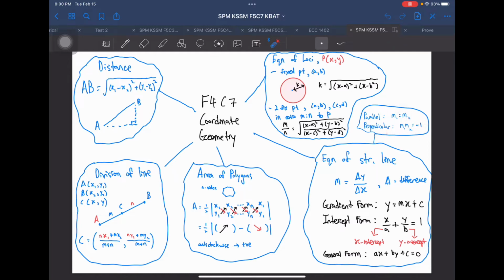Okay, so this is the last part of this chapter, the equation of loci. Loci, or you can say locus, is actually a moving point.